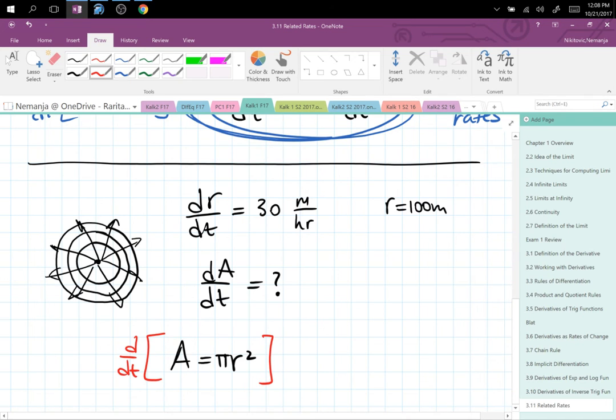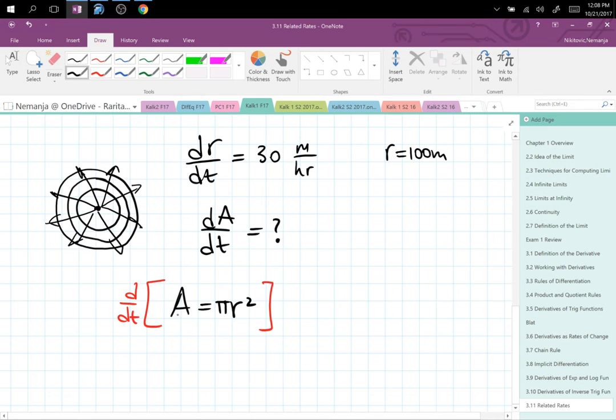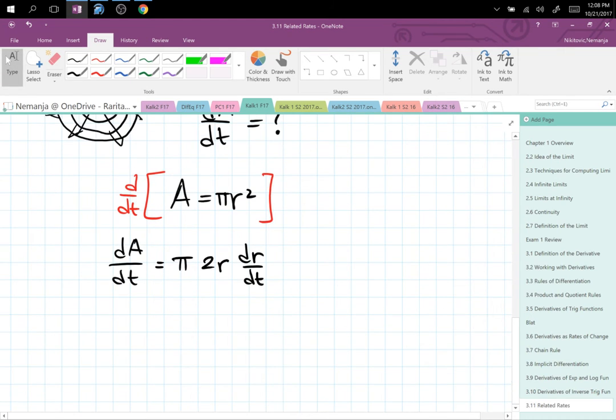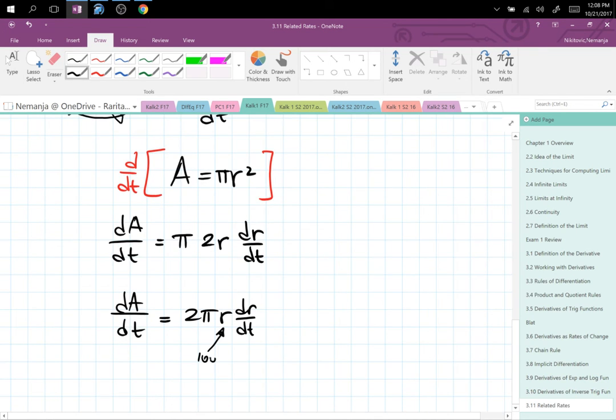You will always take derivative in respect to time in this section. So now, derivative of A is 1, dA dt. We are doing implicit differentiation now. Pi is a constant, copy that. Derivative of r squared is 2r, and then dr dt, again, chain rule or implicit, whatever you want to call it. So change in area in time is 2 pi r dr dt. Well, they tell you that r is 100. They told you that the change in radius is 30. So when you plug all of those in, you have 6,000 pi meters squared per hour. It's area divided by time.